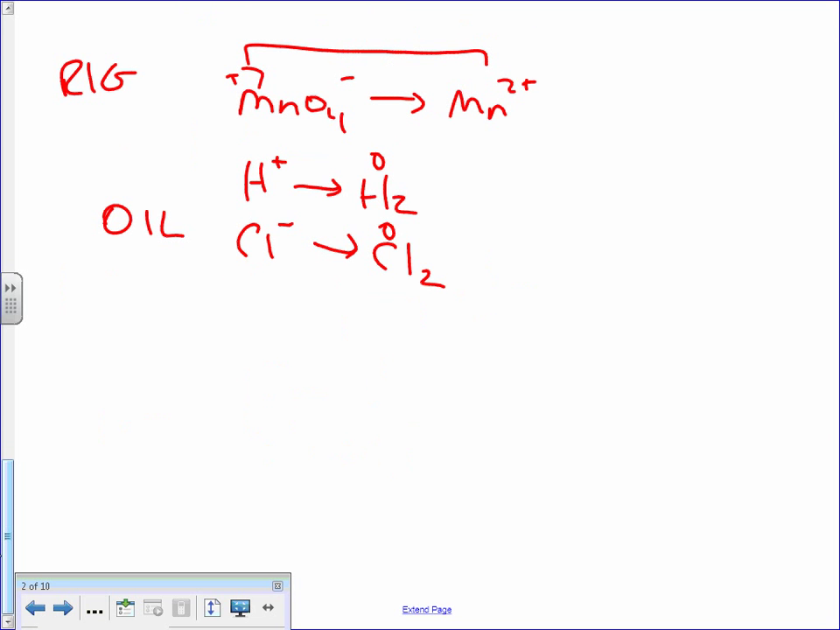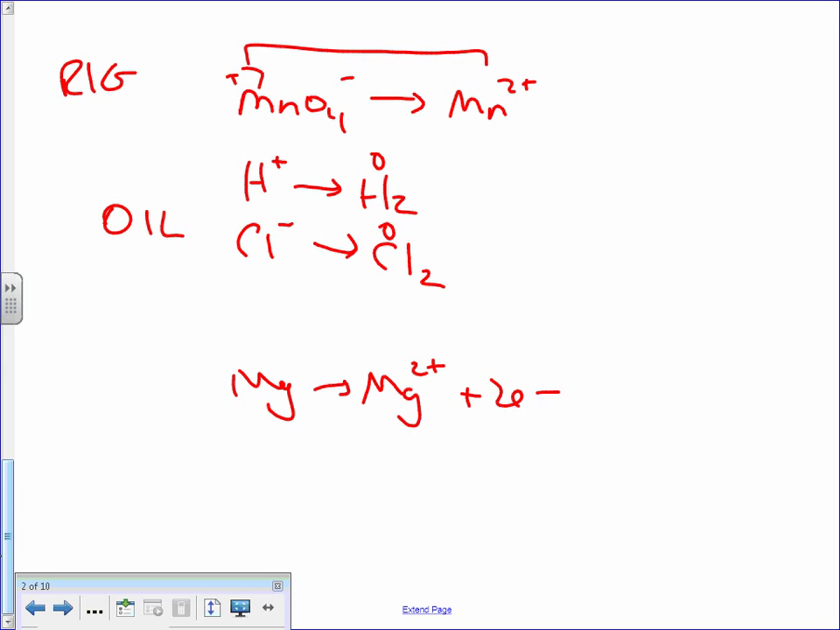What is one of your half reactions for sure? Mg goes to Mg2+. There's no other way for it to go, right? It loses electrons, that's it. So that's the one that is oxidized. So the other one has to be reduced, and it gives you a hint in this one.